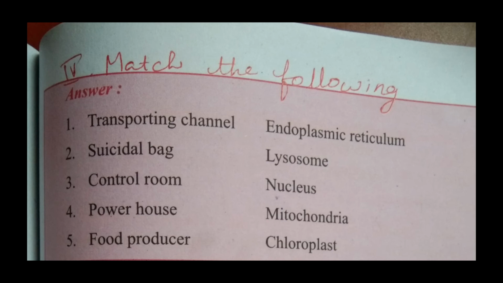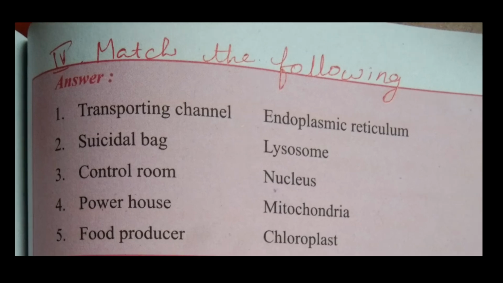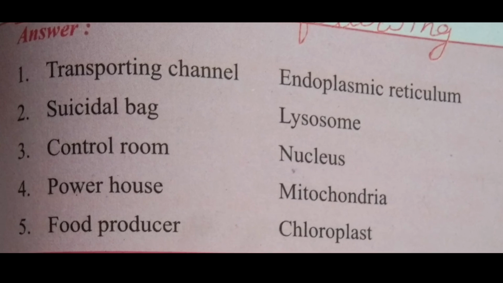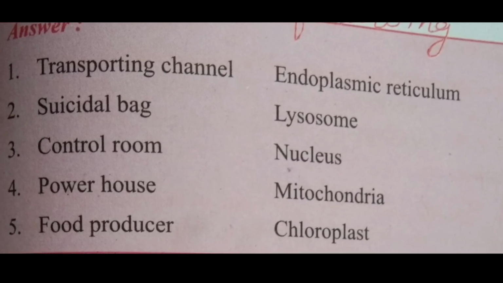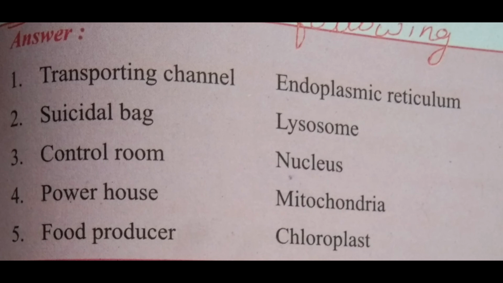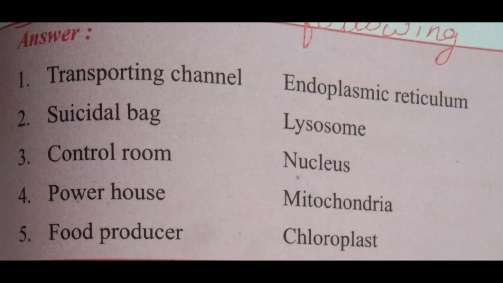Fourth one, powerhouse, mitochondria. Mitochondria involves cellular respiration. So mitochondria is known as powerhouse of the cell. And the fifth one is food producer. Which cell organelle involves food production? Yes, chloroplast. It is present only in the plant cell. So again, transporting channel, endoplasmic reticulum, suicidal bag, lysosome, control room, nucleus, powerhouse, mitochondria, food producer, chloroplast.